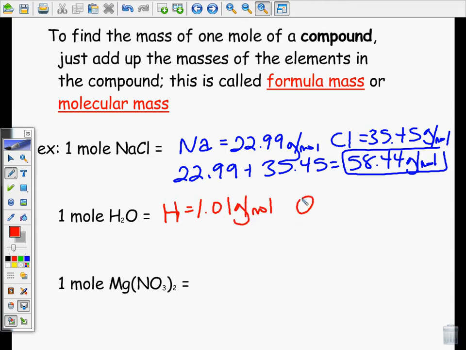And what's the O? 15. Round it. 16. So actually oxygen is 16.0. You guys are going to know hydrogen, oxygen, carbon, and probably nitrogen by the time we're done here.